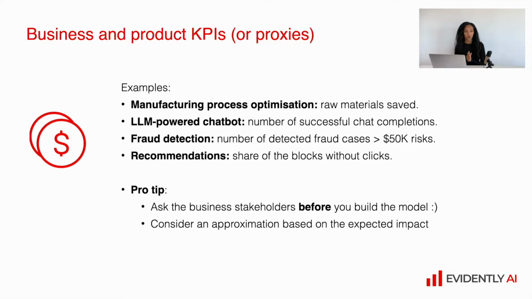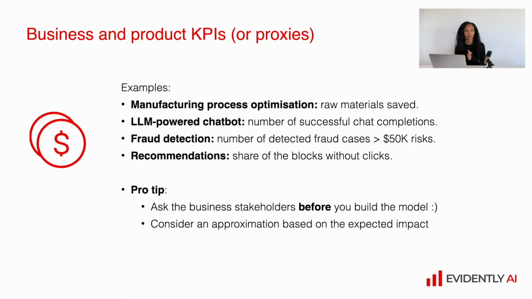It can be manufacturing process optimization results like raw materials saved. For a large language model powered chatbot, it can be a number of successful chat completions. For a fraud detection model, it can be the number of detected fraud cases over a certain risk threshold. Or for recommender systems, it can be something like the share of non-clicked blocks.